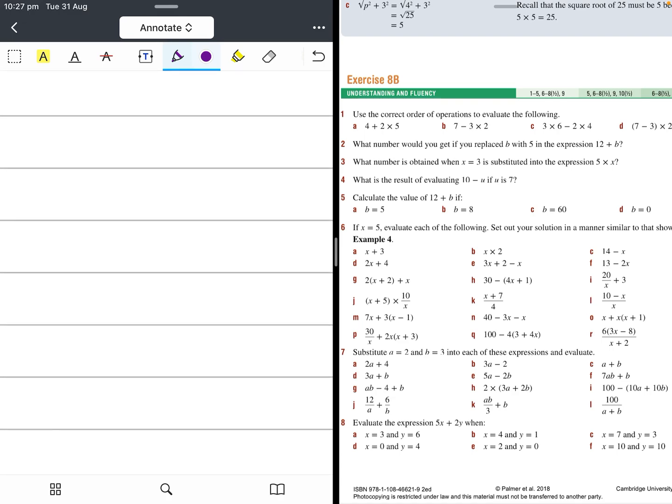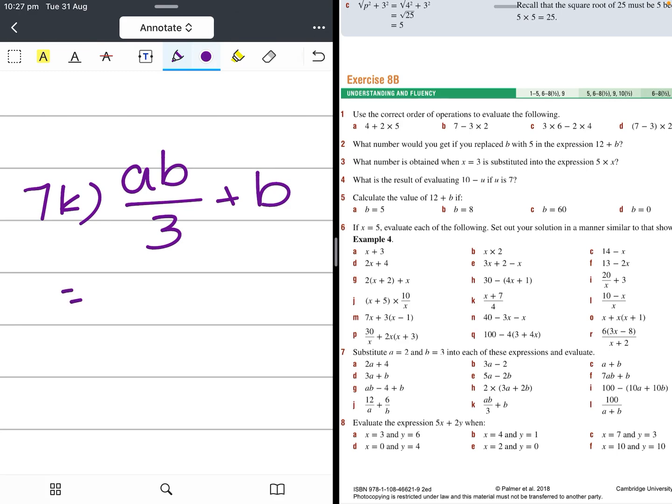Now I'm just going to have a quick go at K over here. What's that? That's 7K. Because it looks a bit hard. It's got A, B over 3 plus B. All right, let's do this one downways. So A, different colour. A is a 2. B is a 3. And this B is also a 3. So let's just change them all first. Now remember, A, B squashed together like that means times. So don't forget to times it.